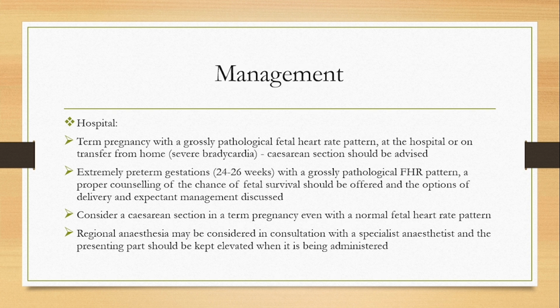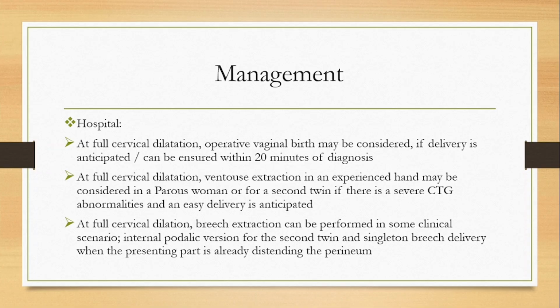That is when regional anesthesia is being considered for a delivery using cesarean section for a fetus at term. At such a time, the woman is lying on her side while the anesthesia is being administered. Further management includes, at full cervical dilatation, operative vaginal delivery may be considered, as I've mentioned, if delivery is anticipated within 20 minutes. At full cervical dilatation, vacuum extraction in experienced hands may be considered, especially in a multiparous woman, or for a second twin, if there are severe CTG, cardiotocograph, abnormalities.